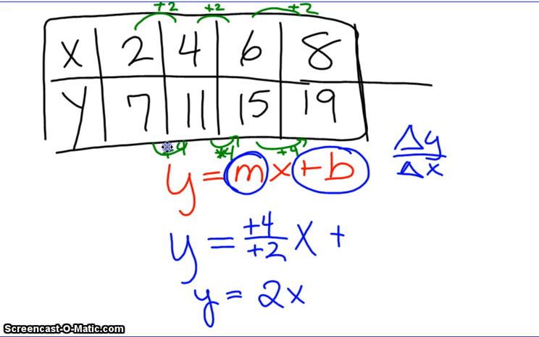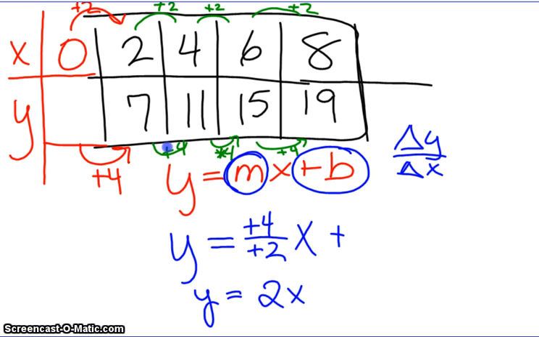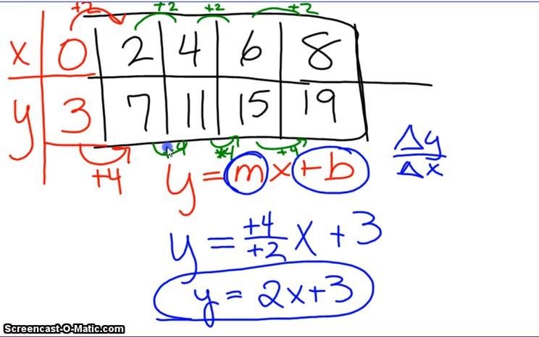If you remember, the b is what y is when x is 0. What I need to do here is create my own 0. I need to logically go back and say, what would it be if I had a 0? I have my x and my y, and what if I had a 0 there? What would the y be? Well, to get here, it would have to be plus 2, and so what would I have to add 4 to get 7? The answer is 3. So this would be plus 3 here. My final answer is y equals 2x plus 3.